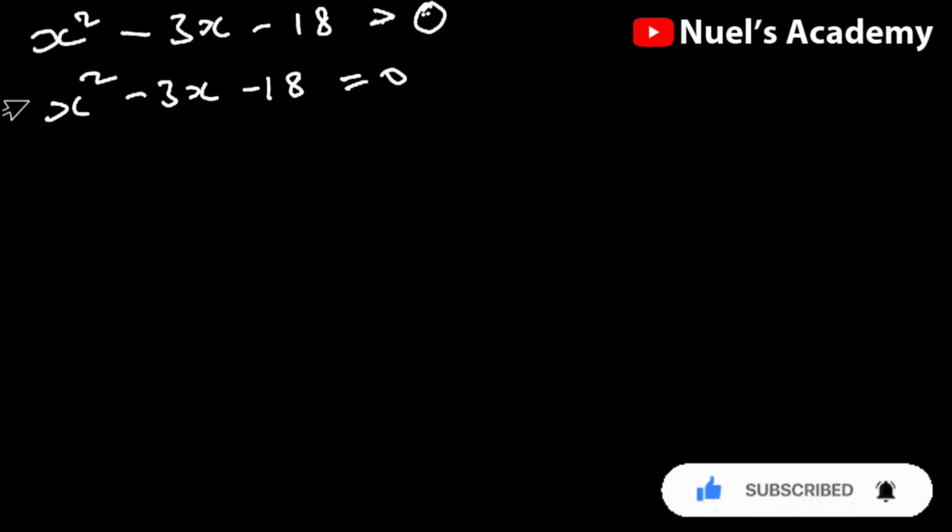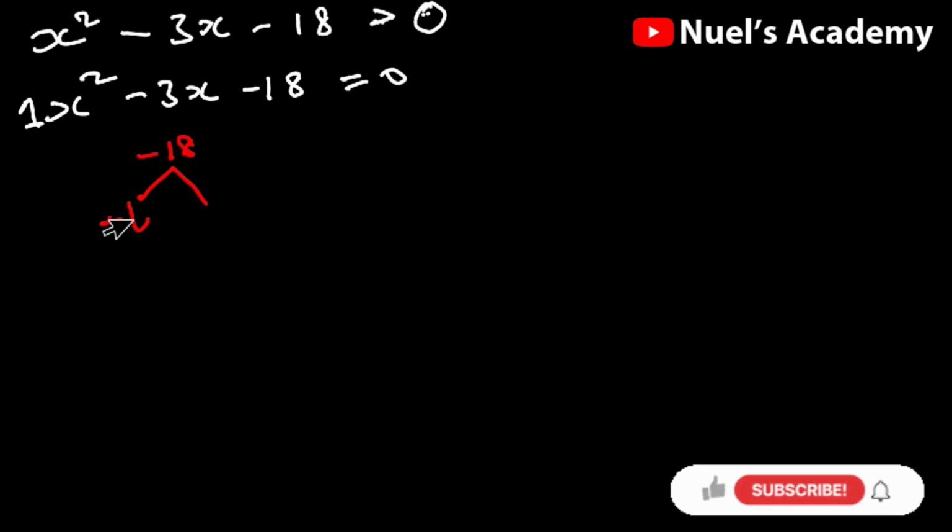So remember, we have 1 here. So 1 times negative 18 is equal to negative 18. We are going to find two numbers such that when we multiply them we get negative 18, and when we add them we get negative 3. So those two numbers are negative 6 and 3. 3 plus negative 6 is negative 3. 3 multiplied by negative 6 is negative 18.